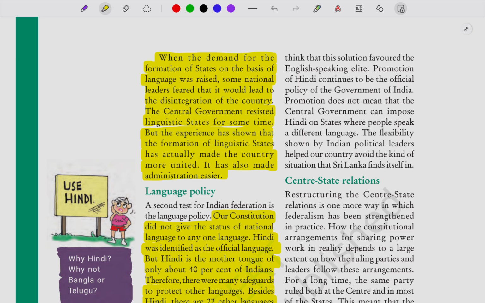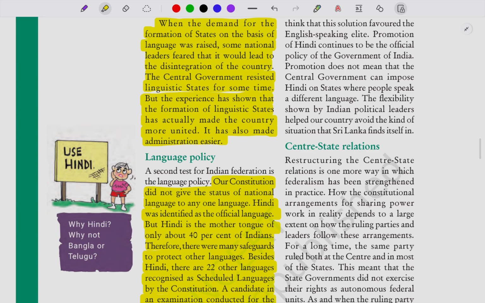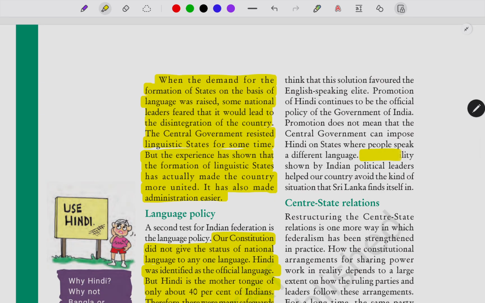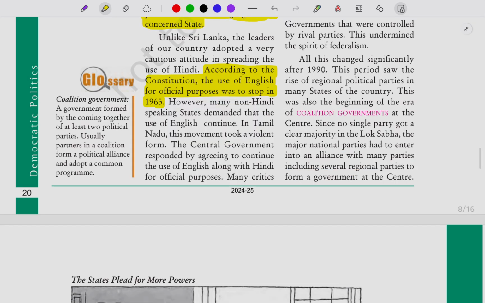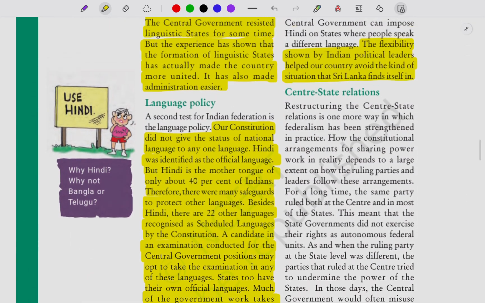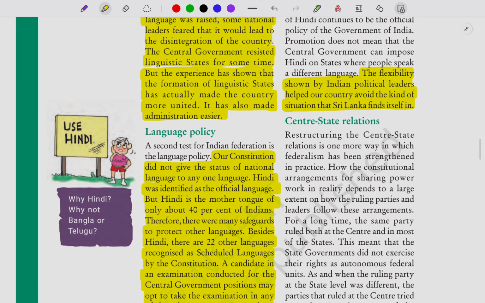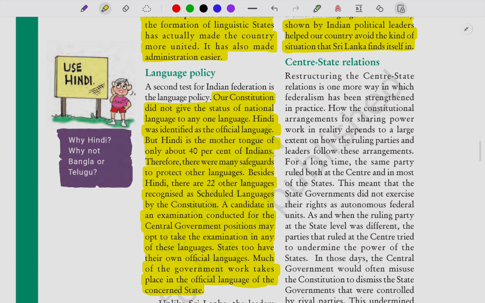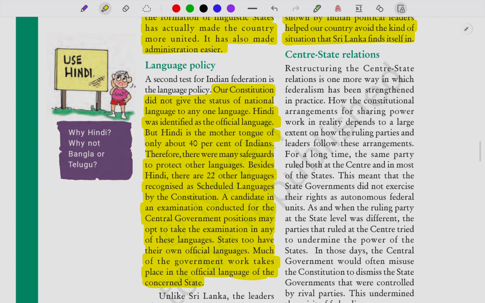The flexibility shown by the Indian political leaders helped our country avoid the kind of situations Sri Lanka finds itself in. Okay, let's continue. The flexibility shown by Indian political leaders helped the country to avoid the situation Sri Lanka finds itself in. Now, central state relations.